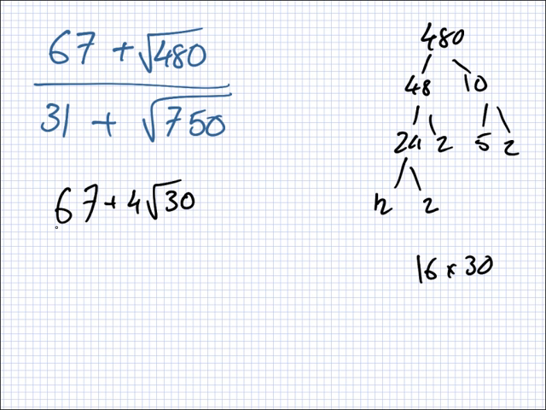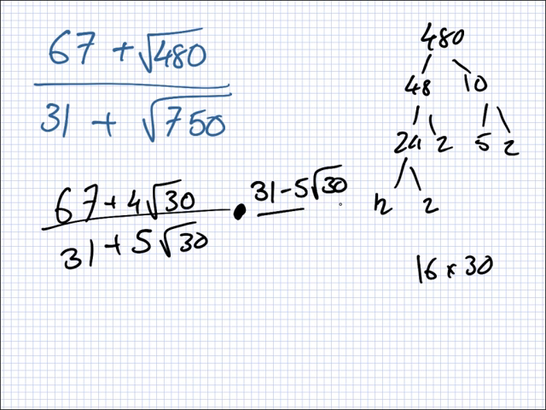Yes, okay. And then this is 250 times, this is 25 times 30. 5 root 30, is it? Yeah, 5 root 30. Okay, and so what is the conjugate here? 31 minus 5 root 30.